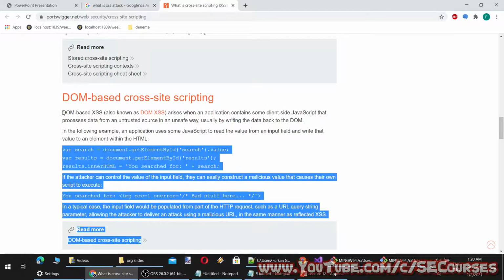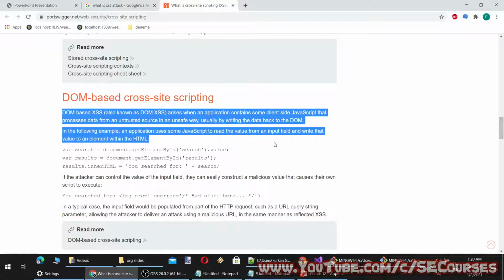DOM-based cross-site scripting. DOM-based XSS, also known as DOM-XSS, arises when an application contains some client-side JavaScript that processes data from an untrusted source in an unsafe way, usually by writing the data back to the DOM. In the following example, an application uses some JavaScript to read the value from an input field and write that value to an element within the HTML.